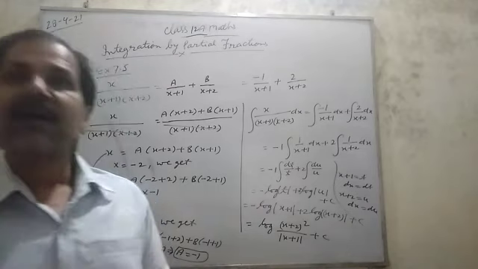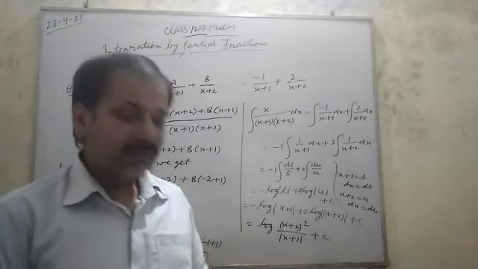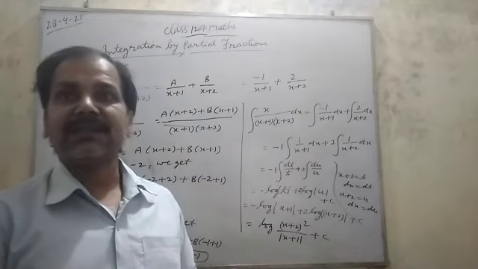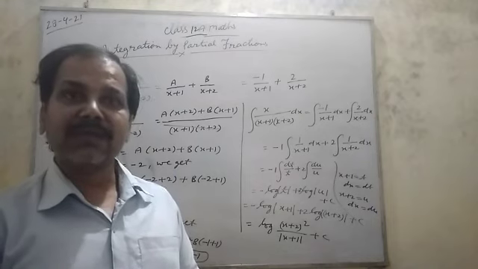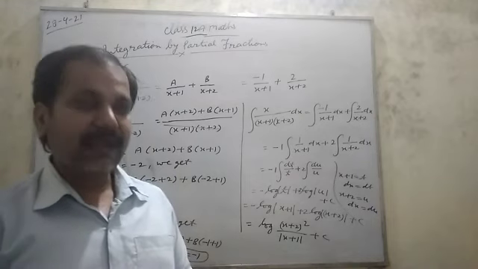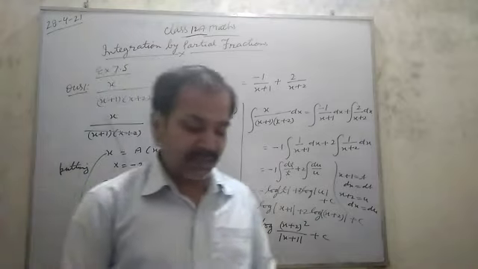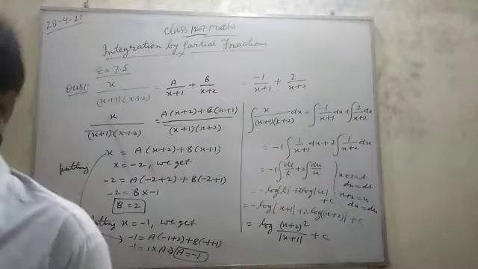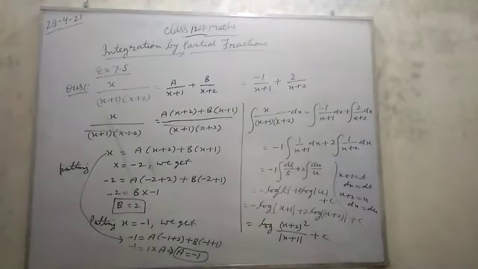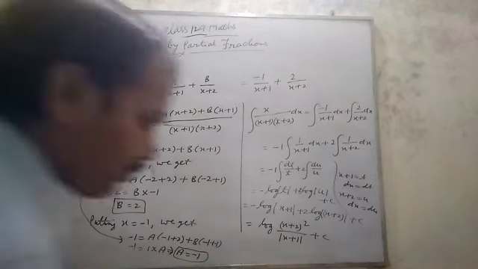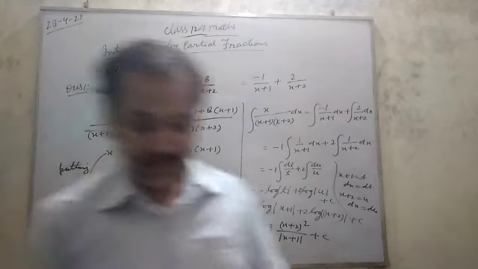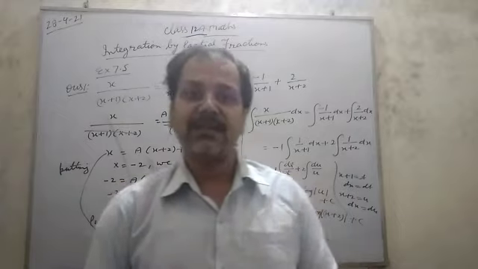Fifth one, the denominator: first you factorize it. Its factors will be (x + 2) and (x + 1). Then A upon (x + 1) plus B upon (x + 2). And the sixth one, here the degree of numerator and denominator are both the same, so this I will tell you in the next video. Okay, thank you.